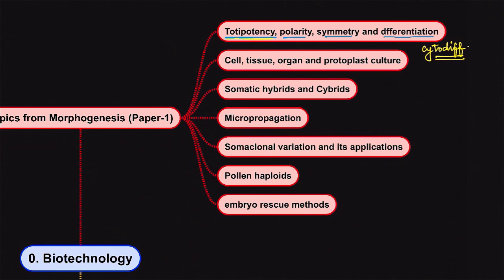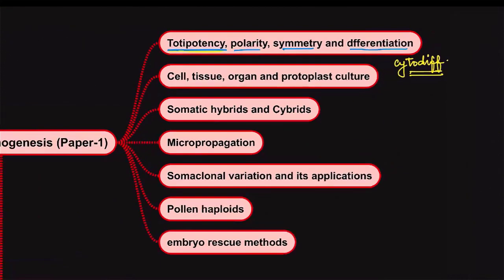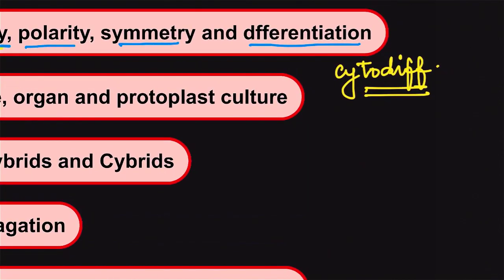Lastly, protoplast culture. In protoplast culture, how do we isolate the protoplast? How do we check the viability of the protoplast? How do we culture the protoplast so that they do not develop the wall and they retain the wall-less status, that is protoplast. So in all of these topics, your approach should be, what is this method? That's first.